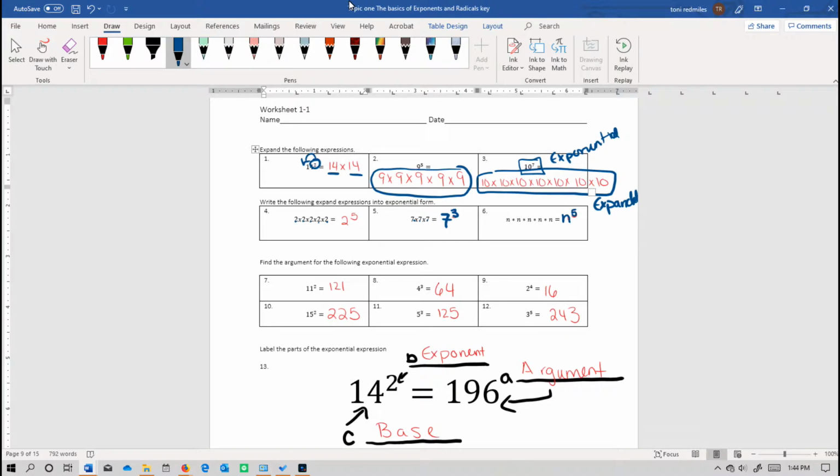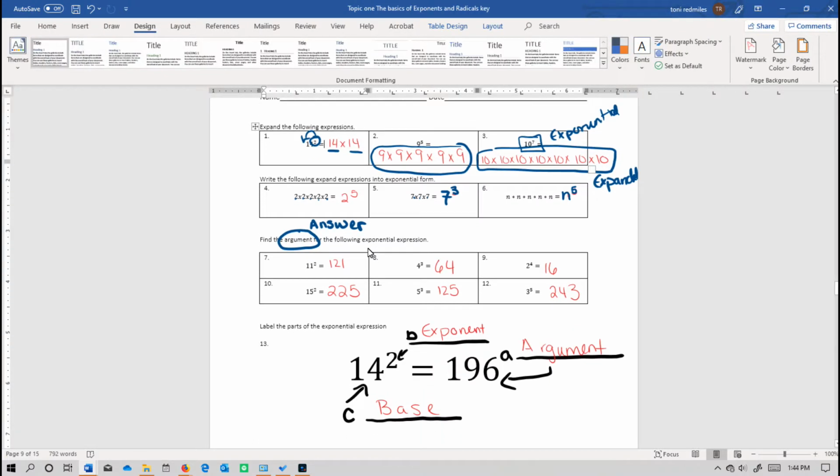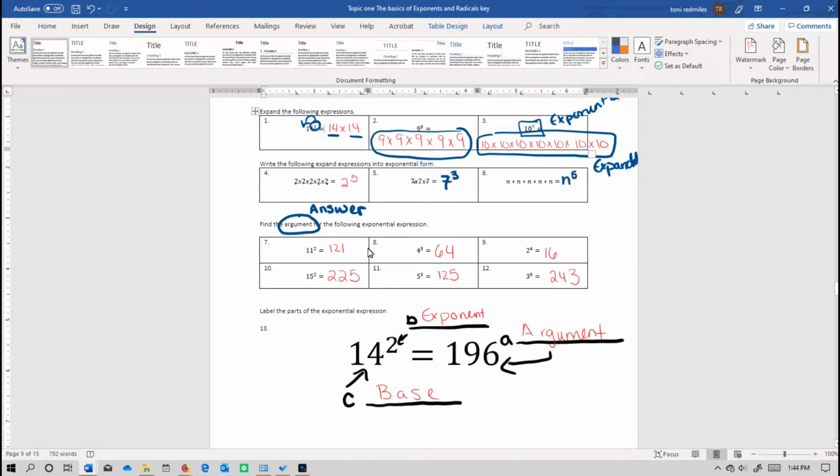All right, in this next one, it actually wants us to find the argument. Remember from our first class, the argument is the answer to an exponential expression. That's really important because the argument is part of logarithms, okay? So we need to know this vocabulary for that.